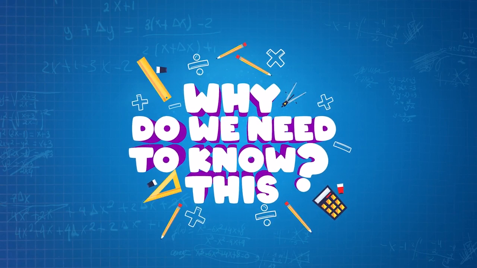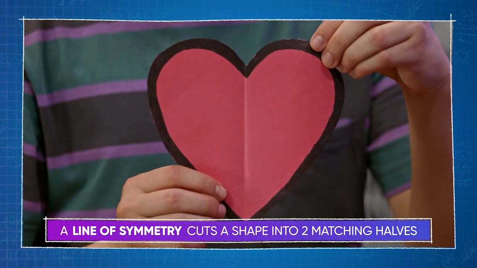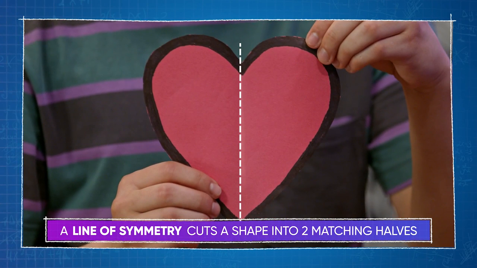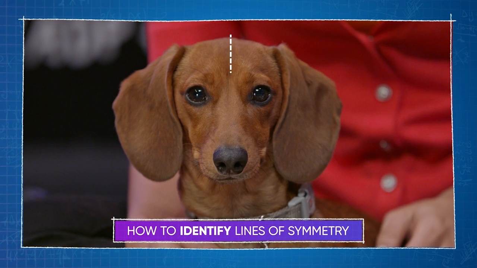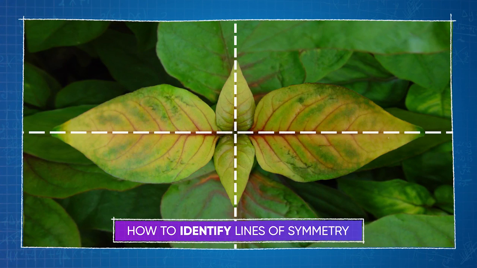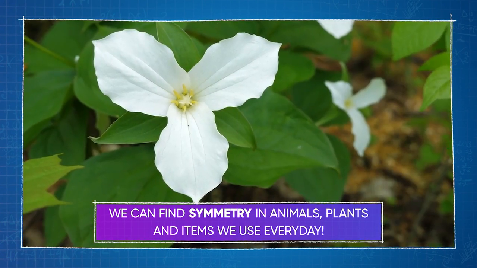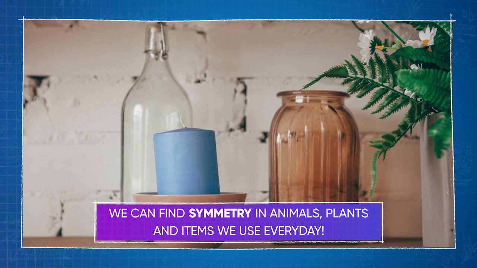Today, on Why Do We Need to Know This? We'll learn that a line of symmetry cuts a shape into two matching halves. We'll also learn how to identify lines of symmetry. And we'll see that we can find symmetry in animals, plants, and items we use every day.